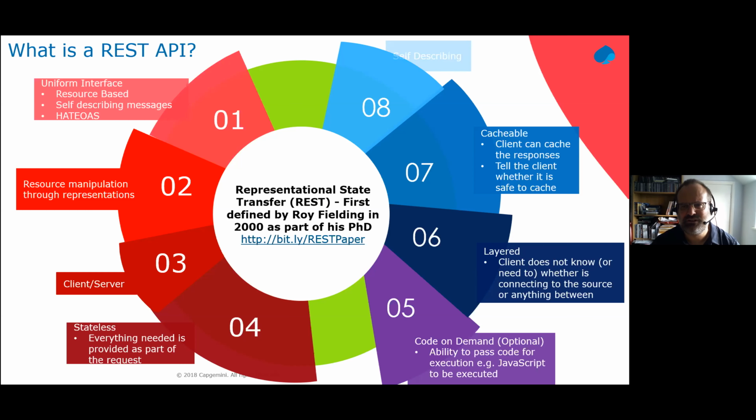And then, of course, it's self-describing. Most people tend to treat that as humanly readable, but it should be a bit more than that. Attribute names in payloads should be understandable and meaningful.